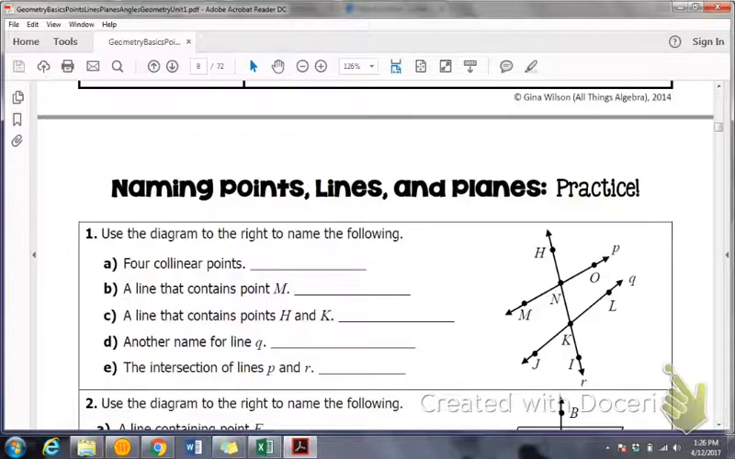Does anyone see you have 4 points on the same line? Brian, what were you going to say? H, N, K, I. Do you guys see that? They're all on this line here. H, N, K, I are all on the same line. So we're going to write H, comma, K, comma, N, comma, I. Capital letters, we're just putting commas in between them.